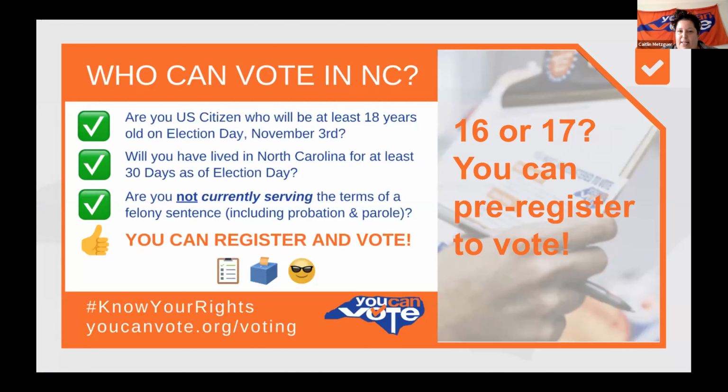You do have to be a US citizen. You have to be at least 18 in order to vote, but you can pre-register when you're 16 or 17. You have to have lived at your address in North Carolina where you're registering for 30 days as of election day, and then not currently serving the terms of a felony sentence.